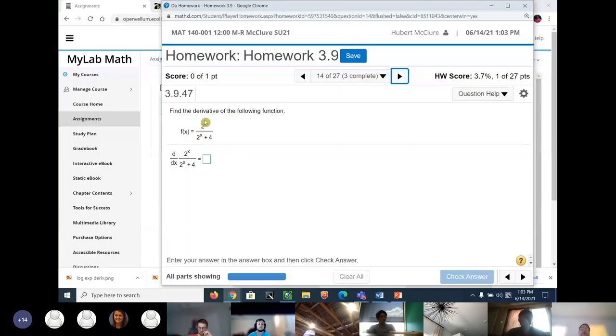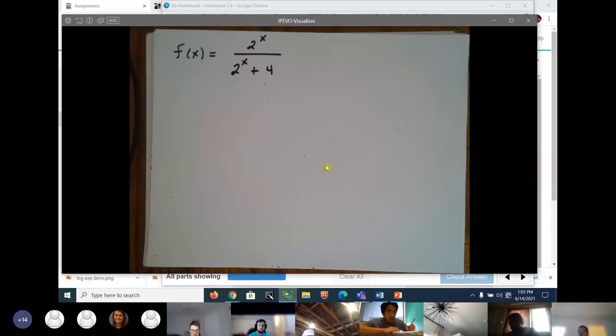f of x is equal to 2 to the x over 2 to the x plus 4. All right, go to that one. We'll finish with this one. f of x is equal to 2 to the x over 2 to the x, bring it back down, plus 4. All right, find the derivative. And of course, you're going to use the quotient rule.